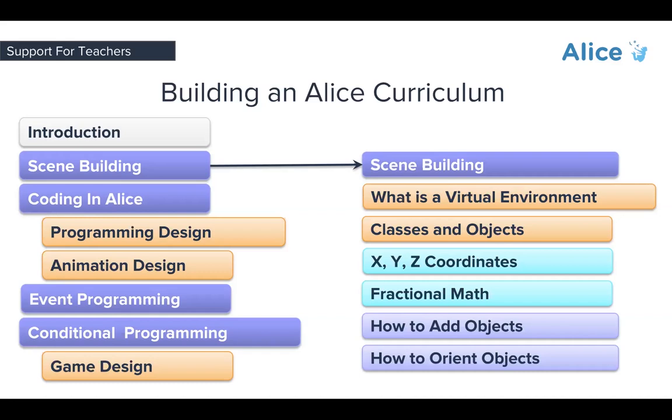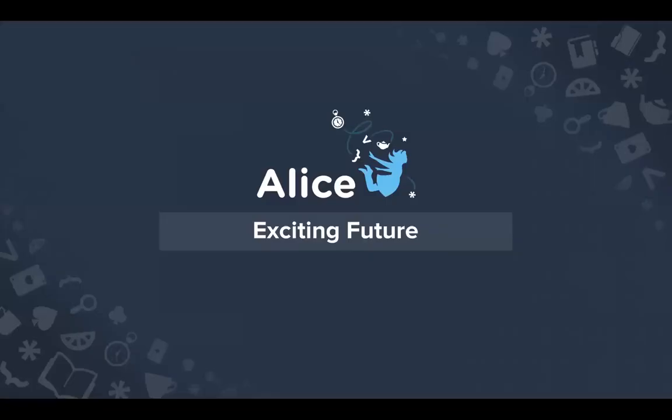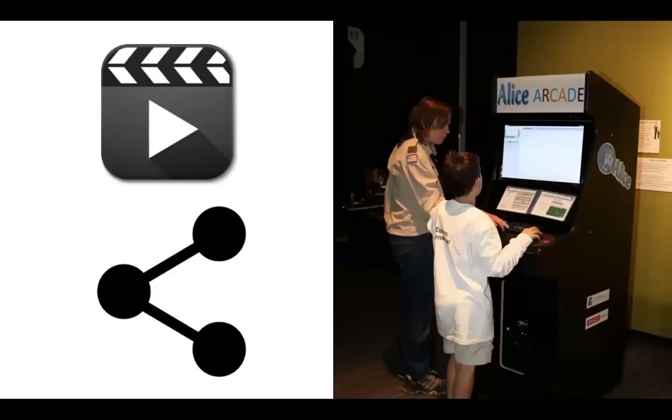And then the purple ones are just the things that you have to know in Alice. So if you're just using this to create things, we will teach you how to add objects and orient objects and things like that. It continues through. We have event programming, conditional programming. Those are the things you'll need to learn to be able to create those interactive worlds and games. Again, the core of Alice is just learning how to set up a scene and doing the basic coding. You can then teach a lesson on animation and animation design. So we'll see a little bit more about that.